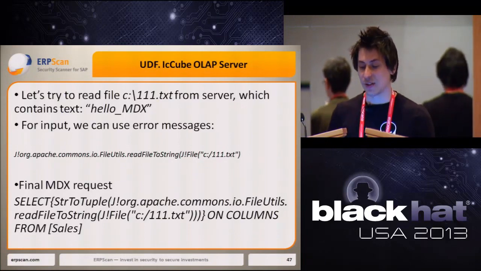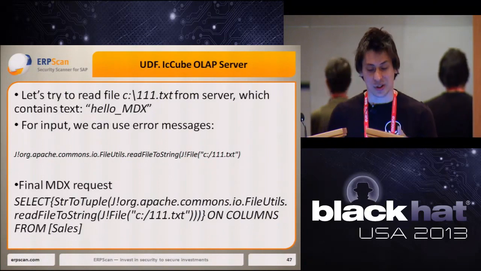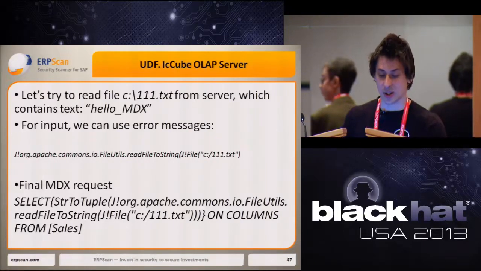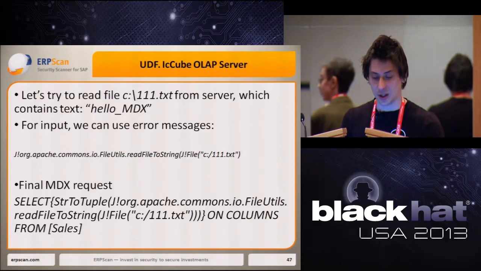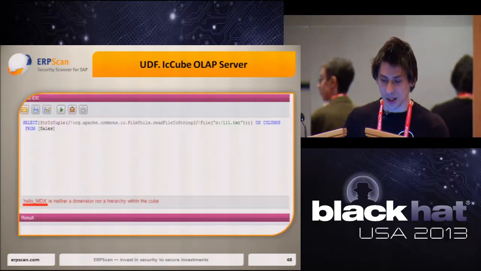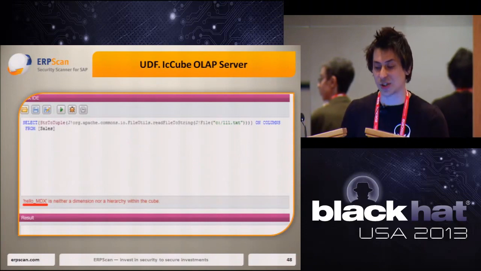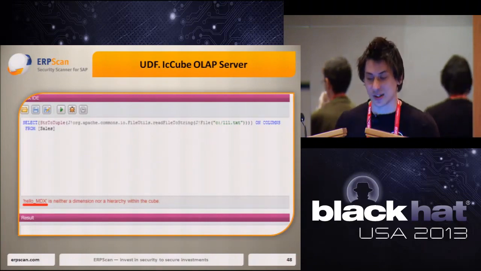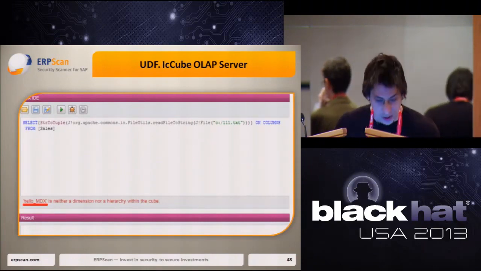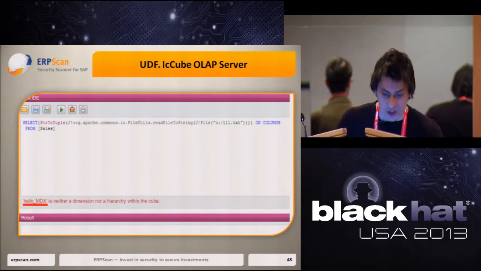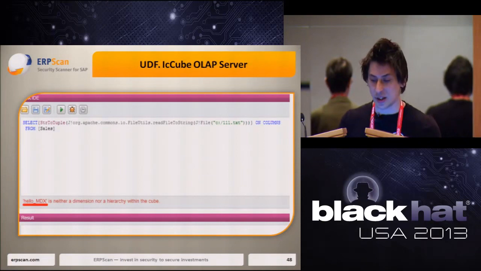This slide shows the final file read query. It is a select statement where we call the user-defined function readFileToString. And this slide shows the result of our work. You can see that the server returned an error: Hello MDX is neither a dimension nor a hierarchy within the cube. We got an error which contains the file content.